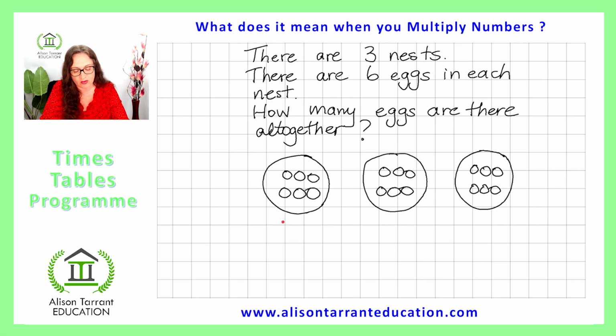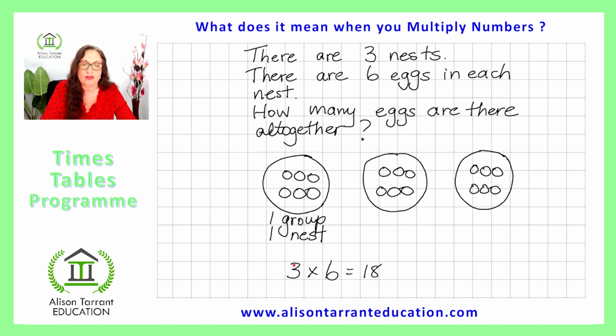So you can see that this would be a group. One group is one nest, and another group is another nest, and obviously another group is another nest. So you have the 3 groups, and then you have 6 eggs in each nest or each group. So that's how you actually get the 3 times 6 equals 18, because you have 3 groups, 6 eggs in each group, which is a total of 18 eggs. So what's the answer? How many eggs are there altogether? 18 eggs.